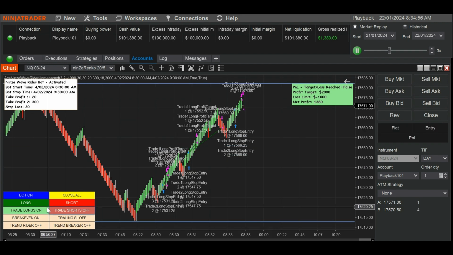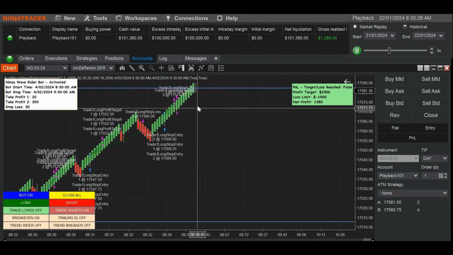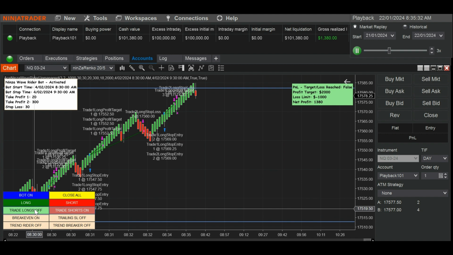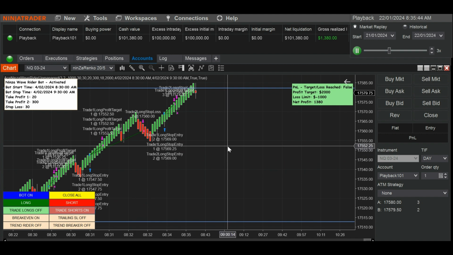Okay, we got stopped out. Now I want to turn off longs and turn on shorts because I'm thinking we've hit the top of the range here. Top of the range. I'm expecting this to come back down now. It's going to fill all these orders up here and it's going to come back down. Unless it breaks through, then I'm just going to turn on longs. Let's see what it does.